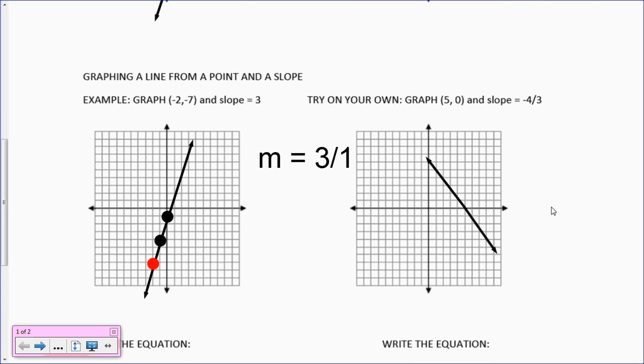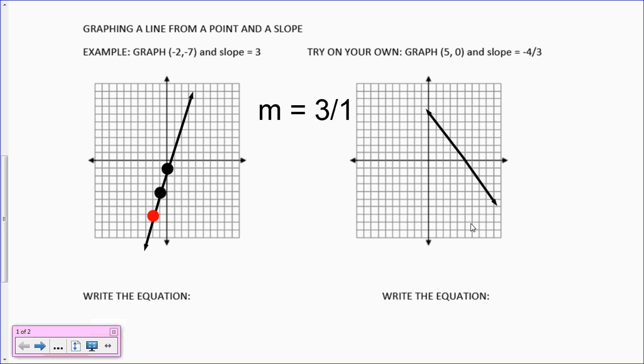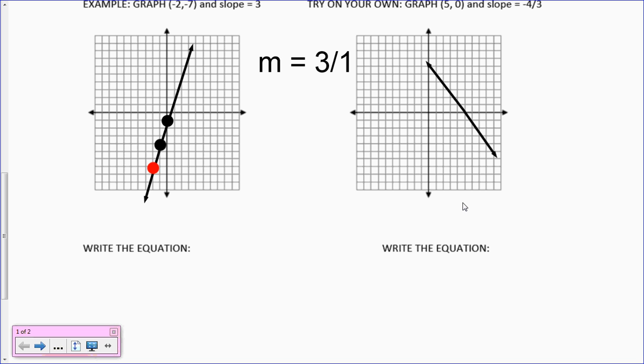Not too bad, right? And we're just using rise over run to plot this. Now these two I actually wanted you to write the equation for. Okay, so a little bit more practice with writing the equation.